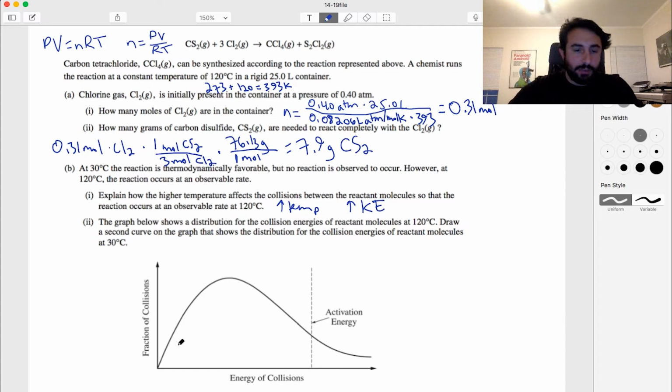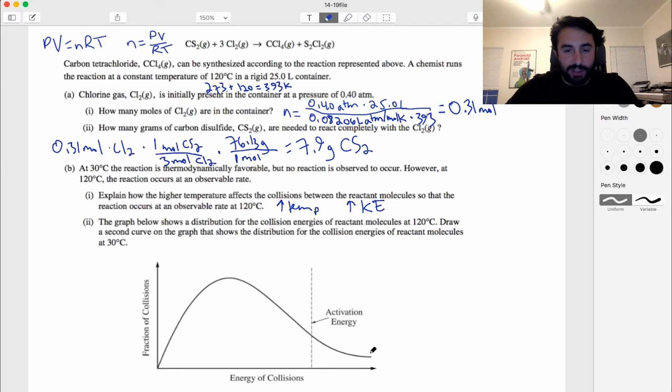So very few collisions have this tiny amount of energy. Very few collisions have this incredible amount of energy, right? So most of them are around here, right? This is just telling us that as we go up on the y-axis, more of the collisions have this energy, right?